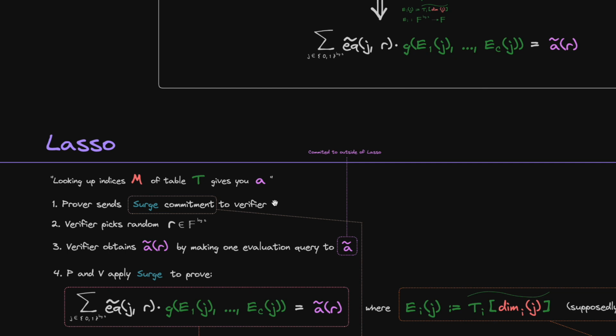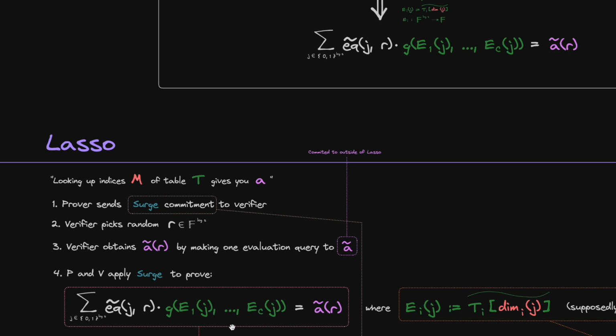commitment consists of. Step 2, the verifier is going to pick some randomness R, consisting of log S field elements, and this of course could be Fiat-Shamir. Step 3, the verifier is going to obtain the value a-twiddle of R by making one evaluation query to a-twiddle, which is committed to outside of Lasso, for example in Jolt. And finally, the prover and verifier are going to apply the surge protocol to prove that this equation that we arrived at earlier in fact holds.